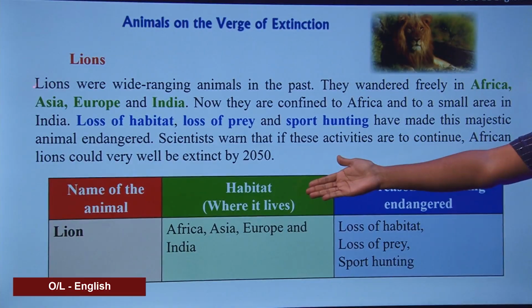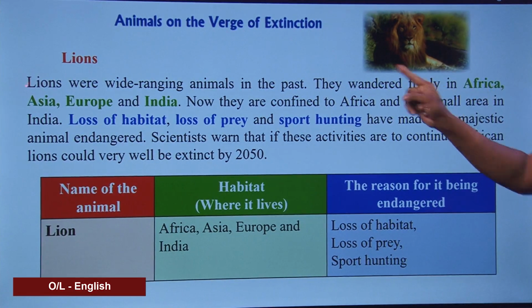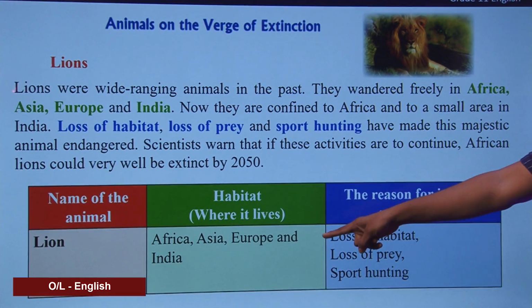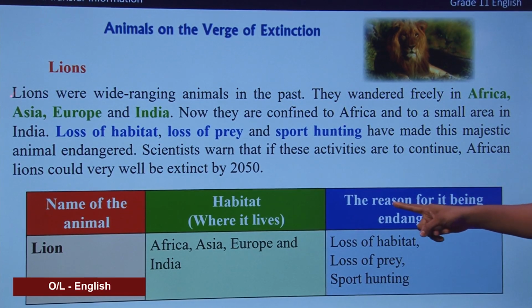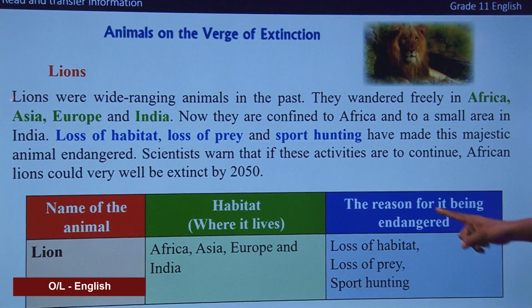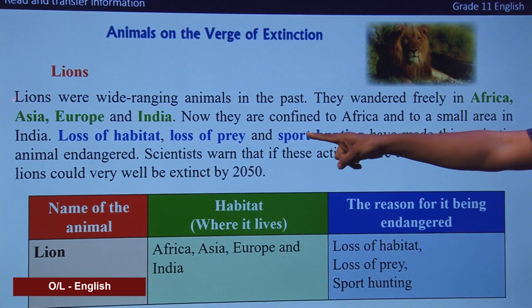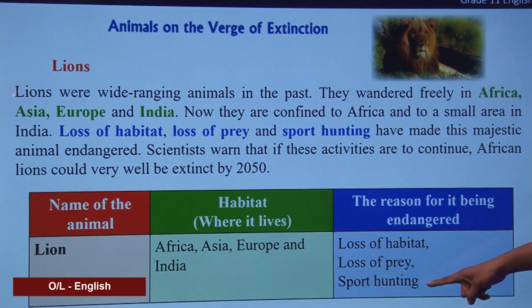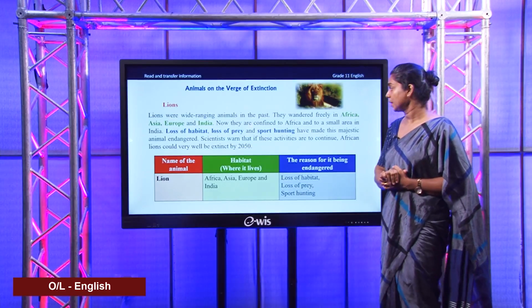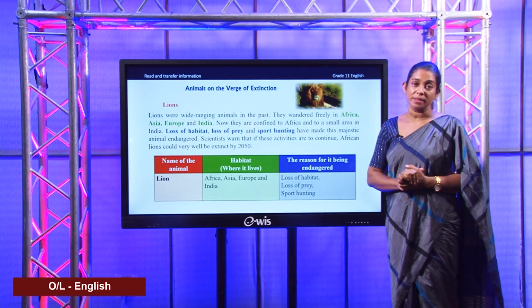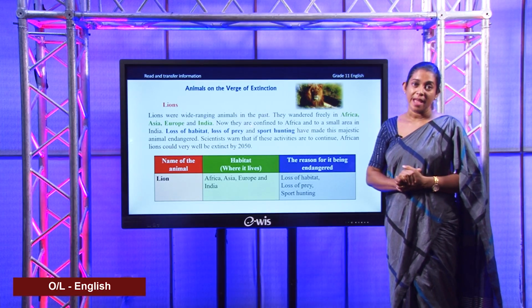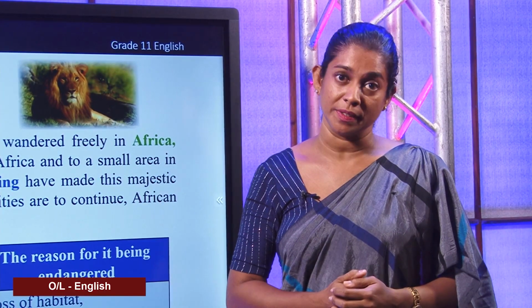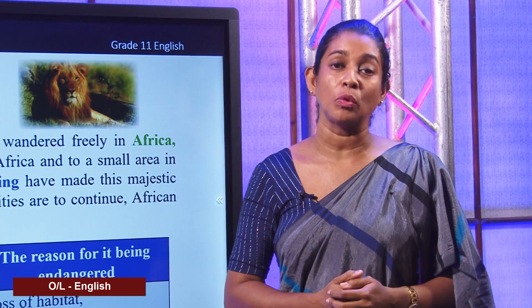The habitat is Africa, Asia, Europe, and India. You have 4 places to write in this column. The reason for it being endangered. In blue, there are 3 reasons given: loss of habitat, loss of prey, sport hunting. Now, the other 2 animals have to be completed as homework. The information about the blue whale and the elephant has to be filled in at home as homework.